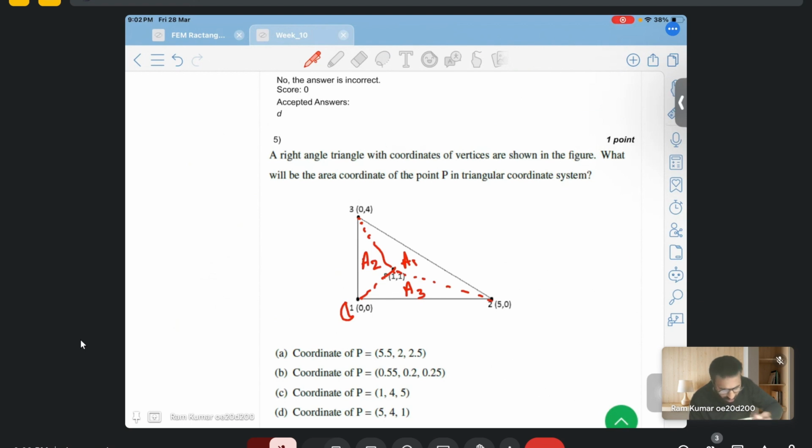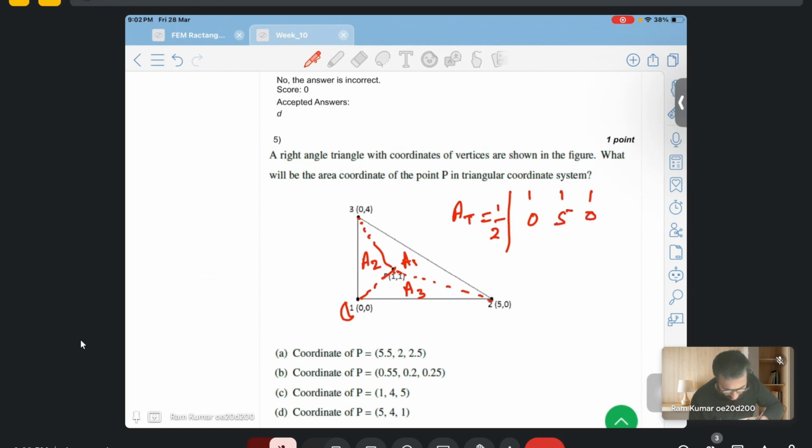So what will be the total area? The total area will be half of the determinant 1 1 1. Then x1 is 0, y1 is also 0. So for this one x1 is 0, x2 we have 5, and x3 we have 0.